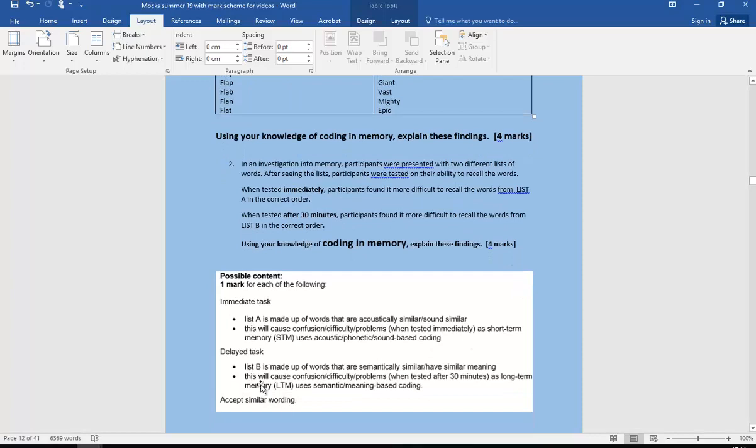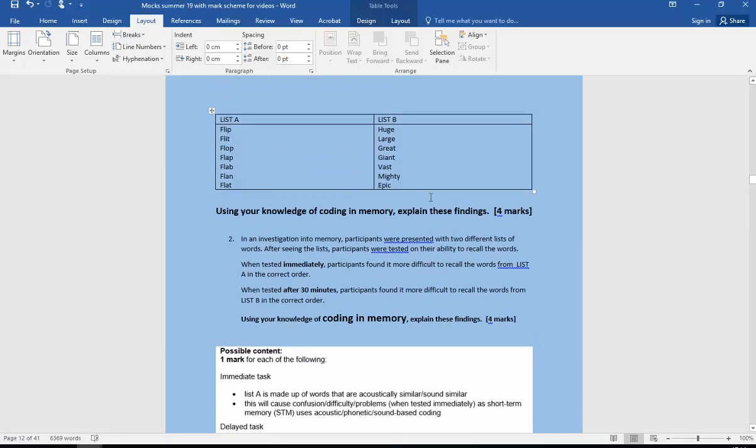So this is the mark scheme. All right, the delayed task, list B, is made up of words that are semantically similar. This is going to cause confusion because they mean the same thing. If you needed any extra marks, basically the list on immediate recall would probably be quite straightforward to remember, and this list would be quite straightforward in terms of long term, but they're just asking you for 4 marks, so cover the immediate for this list and the long term for this.